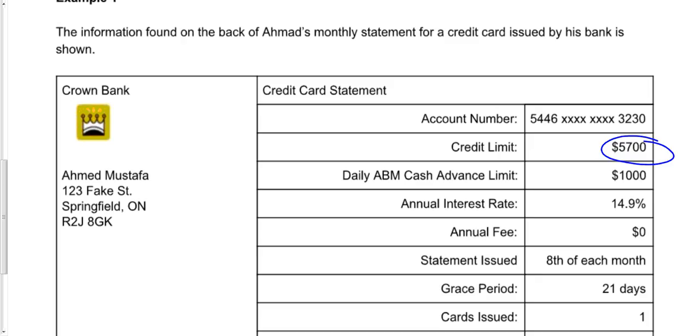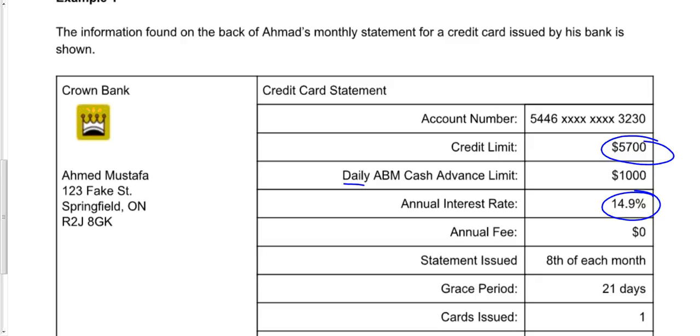His daily ABM, or automated bank machine limit, is $1,000 per day, so he can borrow up to $1,000 per day from his credit card to take directly into cash. It has an annual interest rate, so a yearly interest rate of 4.9%. That's pretty high. Bearing in mind that when we talked about investing in a savings account or a checking account, you're looking at an annual interest rate of somewhere between 1.5% and 2.5% on average at this point. So in 2017, the interest rates are not particularly high.